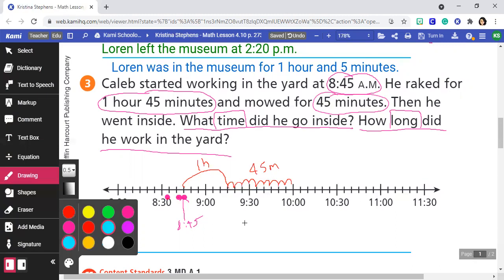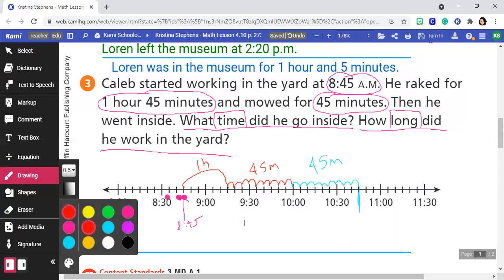Well, I'm going to do the same thing that I just did. 5, 10, 15, 20, 25, 30, 35, 40, 45. There's another 45 minutes. Then he went inside. All right, I'm done with my elapsed time. What time did he go inside? Well, what time is it right here?